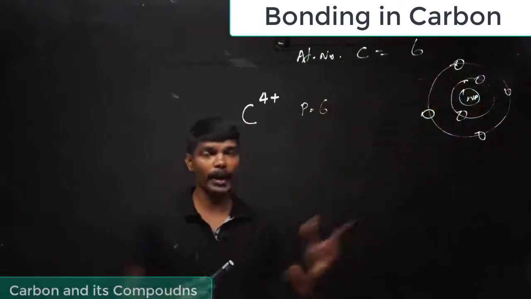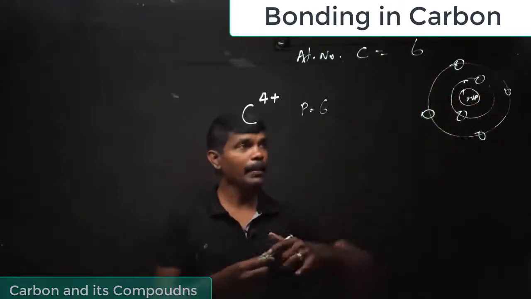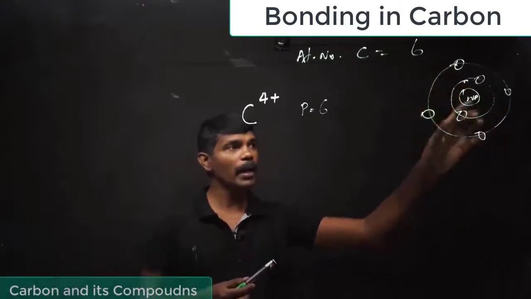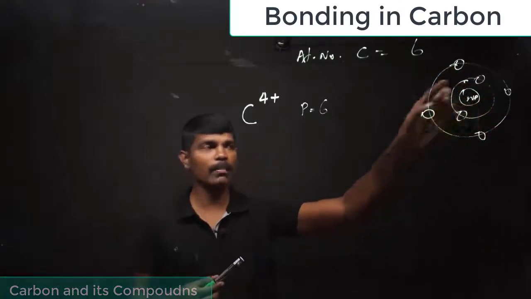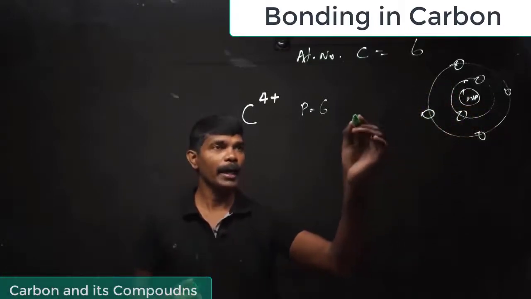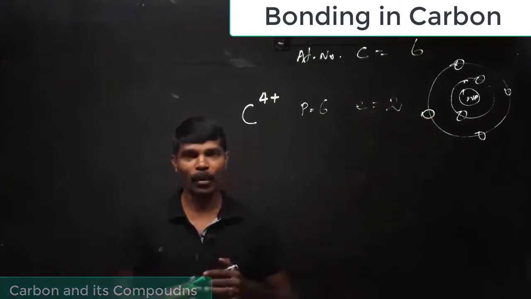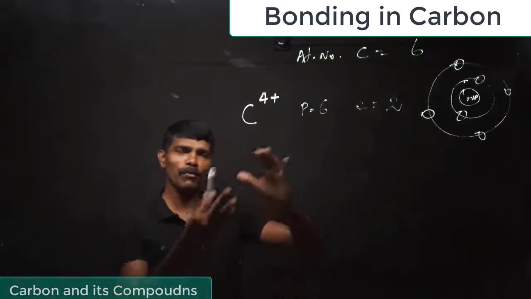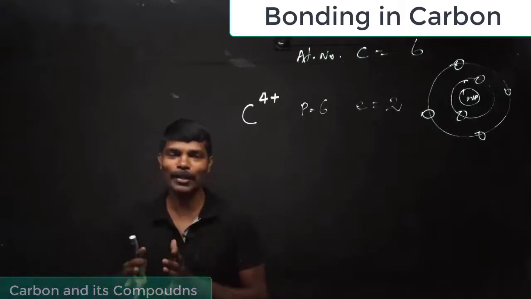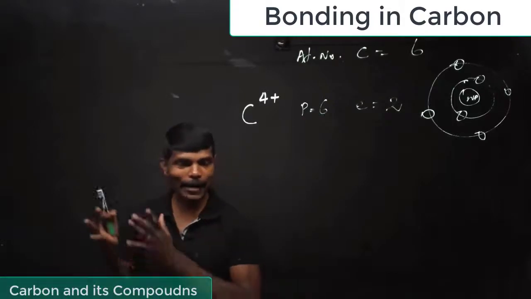By losing 4 electrons, what happens? The entire outermost shell, that is the L shell, will be removed and the innermost shell will have a stable configuration. This is the meaning of removing 4 electrons. And here the number of electrons would be only 2. Now removing 4 electrons is very difficult, because a large amount of energy is required to remove all the 4 electrons from any element.